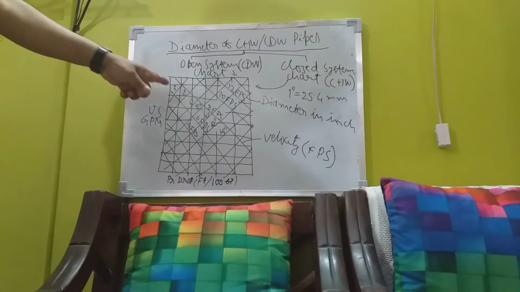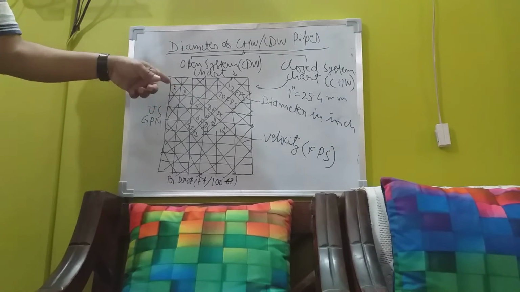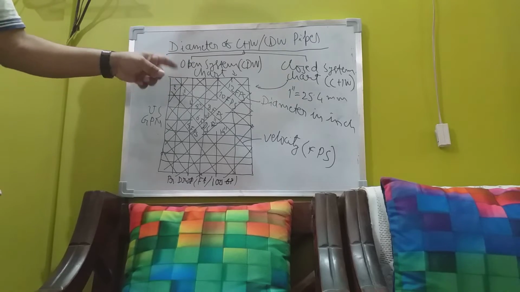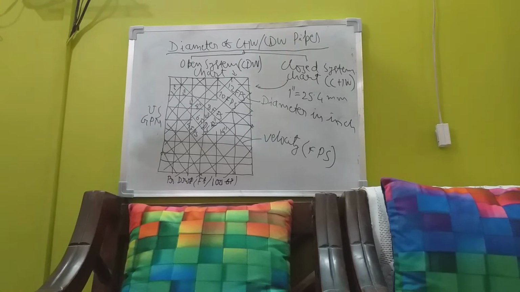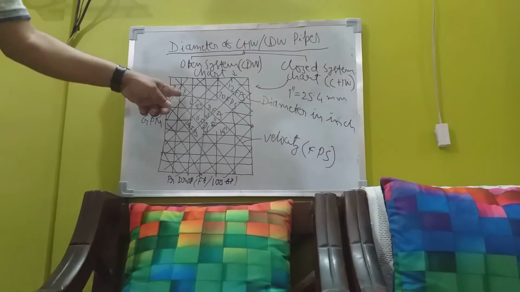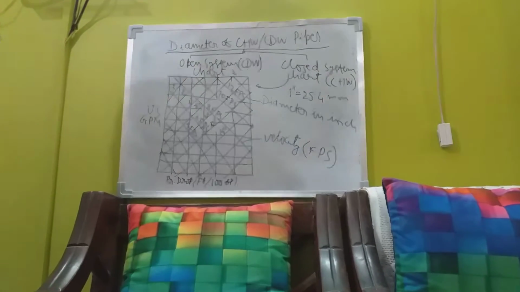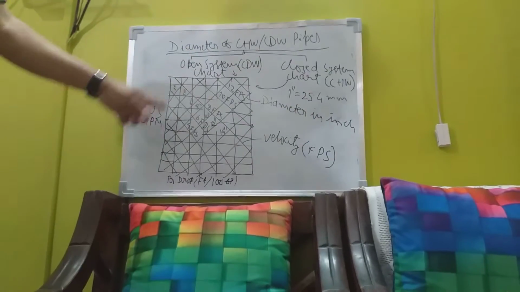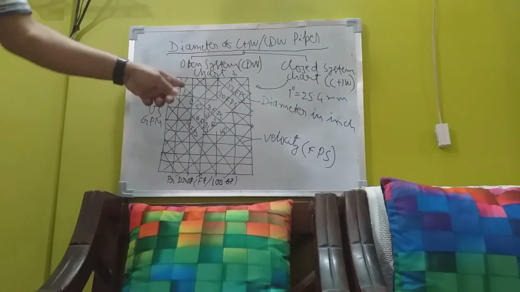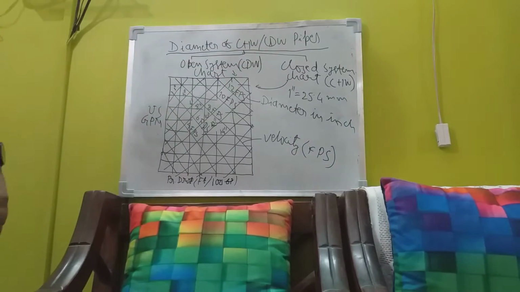So 2 inch means 2 into 25.4. This is 50 dia pipe, 50 mm diameter pipe. 50 dia pipe means 50 mm diameter pipe. 4 inch means 100 mm diameter pipe. 4 into 25, that is, 1 inch is 25.4, that is 100 mm diameter pipe. 6 inch is 150 mm diameter pipe.